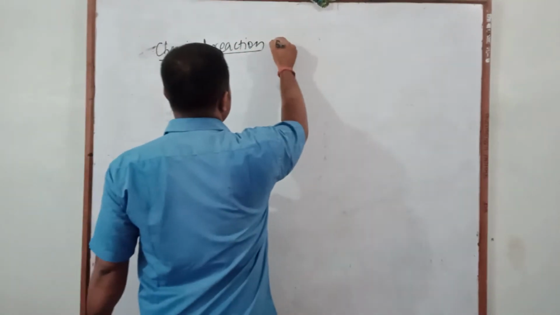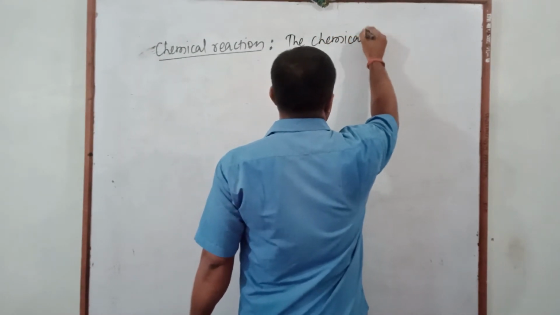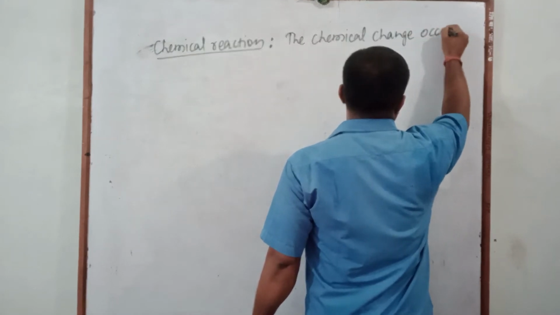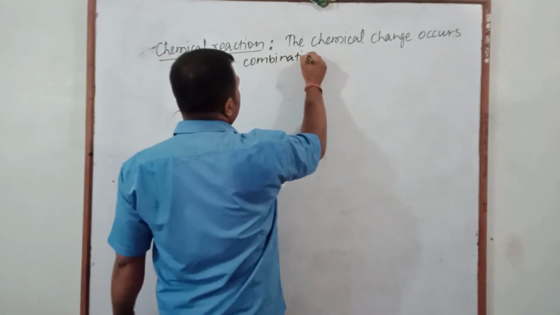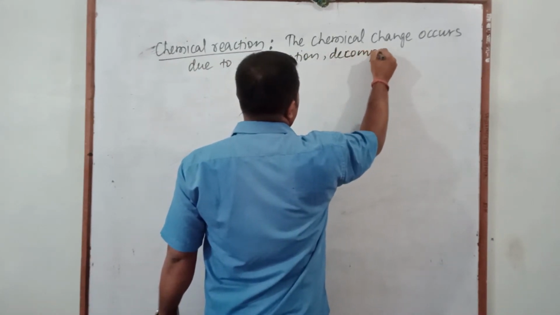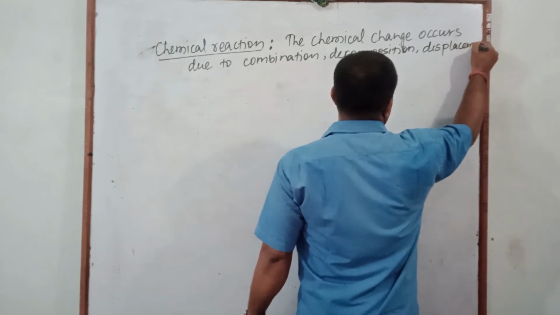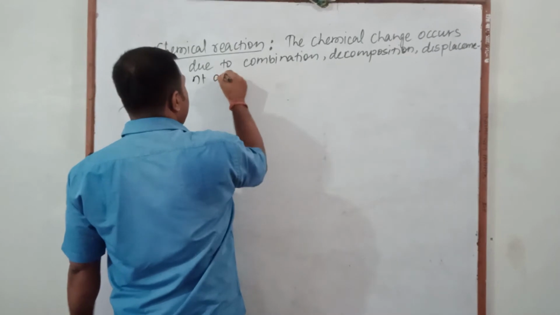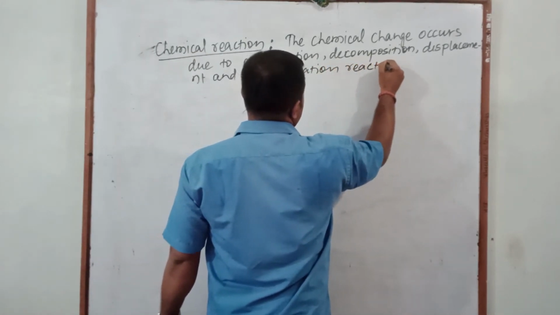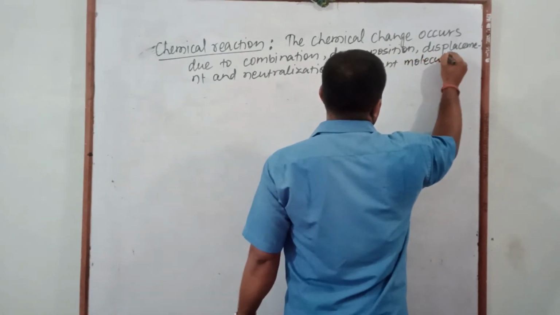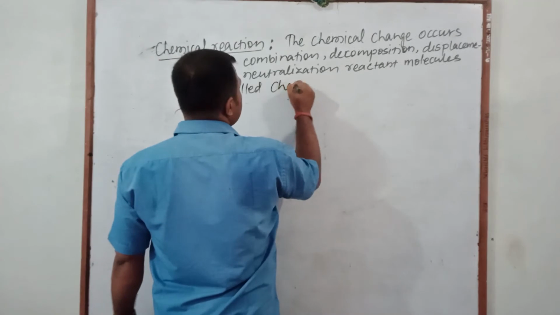On the basis of the type, we can define a chemical reaction as: the chemical change that occurs due to combination, decomposition, displacement, and neutralization of reactant molecules is called a chemical reaction.